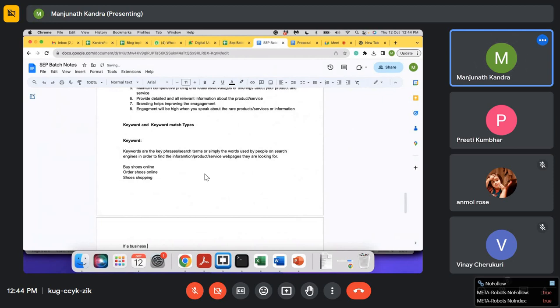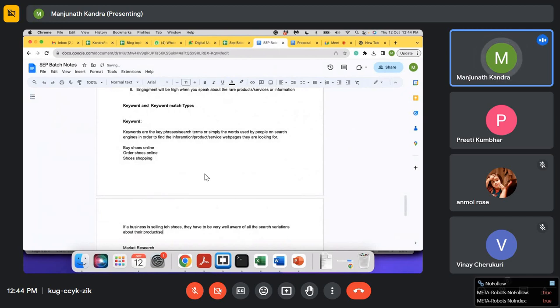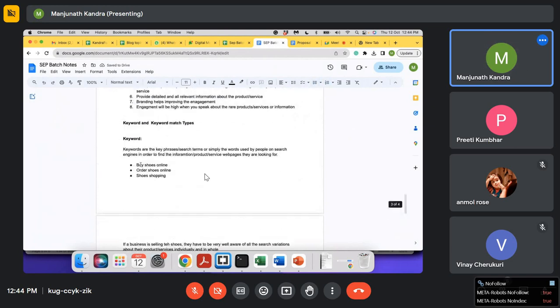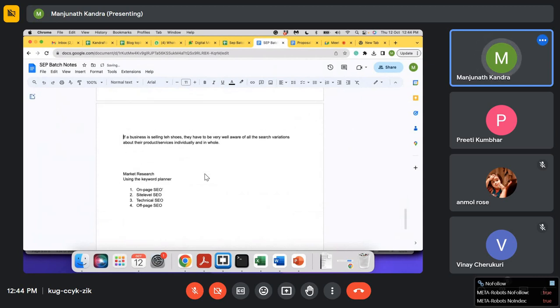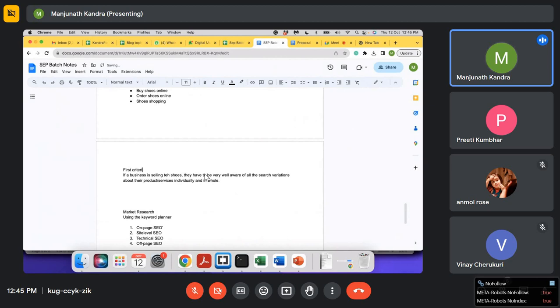If a business is selling shoes, they have to be very well aware of all the search variations about their product or services individually and in whole. Right? So I am a business selling shoes, so I should know how people search on Google. That's the first criteria for the business.